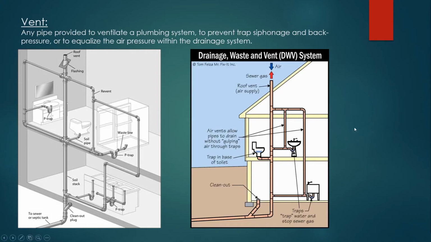So next is the vent. This is any pipe provided to ventilate a plumbing system to prevent trap siphonage and back pressure, or to equalize air pressure within the drainage system. So with any plumbing system, this is your sewer, but to equalize pressure, so it's not just always sucking air down, you have a vent right here, so it can release pressure. So you have sewer gas going up, bringing in fresh air, it won't create a vacuum.